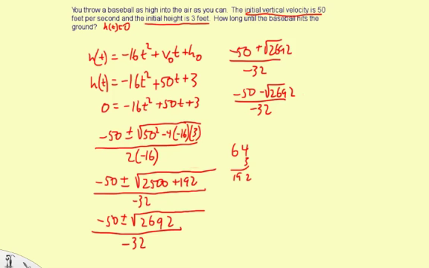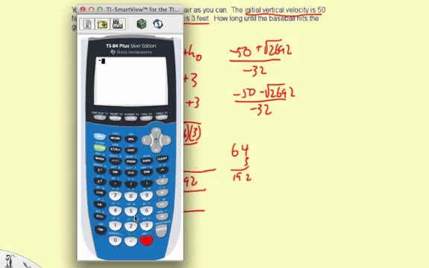Okay, now I'm going to bring in the calculator. So I'm going to do negative 50 and then plus the square root of 2692 and then enter. So the numerator is 1.88 and then divided by negative 32. Negative 0.058, so negative 0.06, let's say.